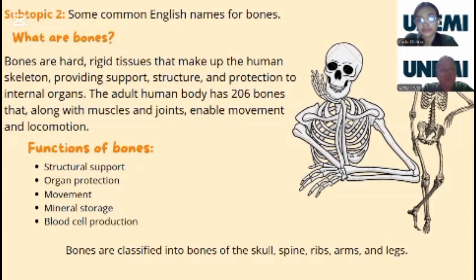The adult human body has 206 bones which, along with muscles and joints, enable movement and locomotion. Functions of bones: structural support, organ protection, movement, mineral storage, blood cell production. Bones are classified into bones of the thigh, spine, rib, arm, and leg.